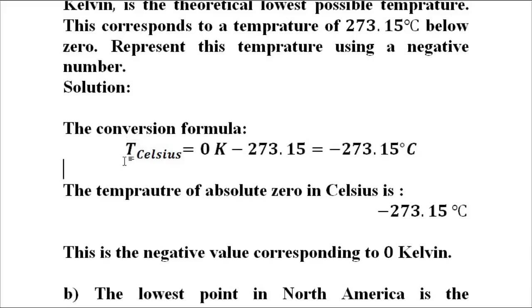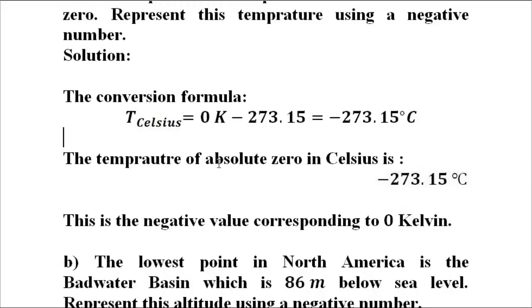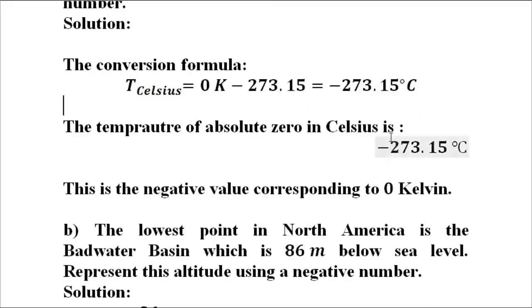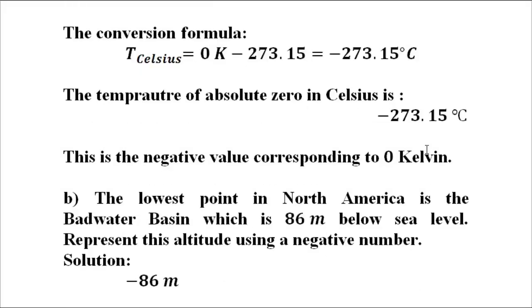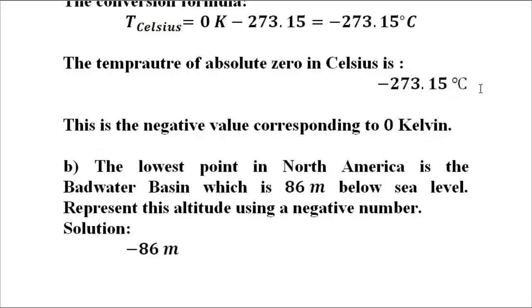So if I subtract 273.15 from 0, we get a negative 273.15 degrees Celsius. Therefore, the temperature of absolute zero in Celsius is negative 273.15 degrees Celsius. This is the negative value corresponding to 0 Kelvin.